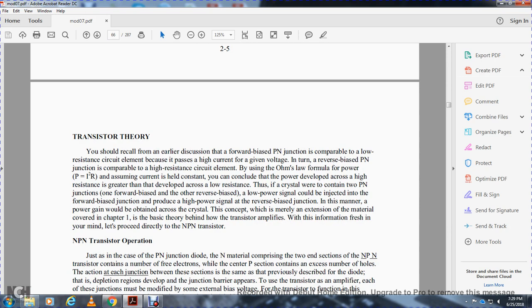Transistor theory. You should recall the earlier discussion that a forward biased PN junction is comparable to a low resistance circuit element because it passes high current for a given voltage. In turn, a reverse biased PN junction is comparable to a high resistance circuit element. Using the Ohm's law formula, power is equal to the current squared times the resistance. Assuming the current is held constant, you conclude that the power developed across the high resistance is greater than that developed across the low resistance. Thus, if a crystal were to contain two PN junctions, one forward biased and the other reverse biased.